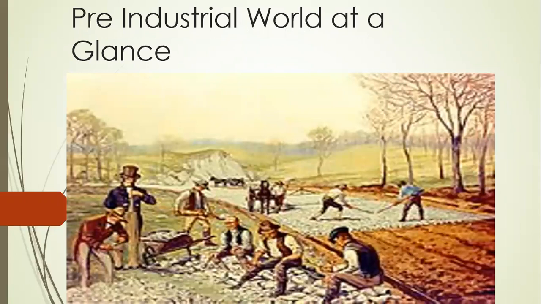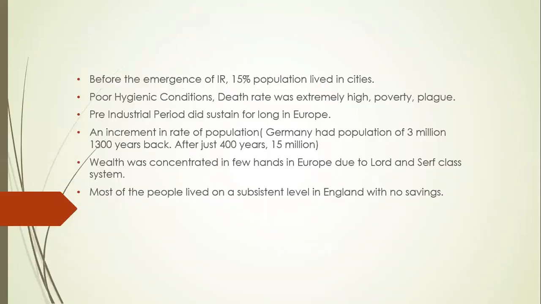If we take a very quick look at the pre-industrial world, we see that before the emergence of the industrial revolution, 15% of the population lived in cities. But their conditions were very pathetic. They had very poor hygienic conditions. Their death rate was very high. They had poverty, they had plague. But in Europe, this pre-industrial period was not sustained for long.